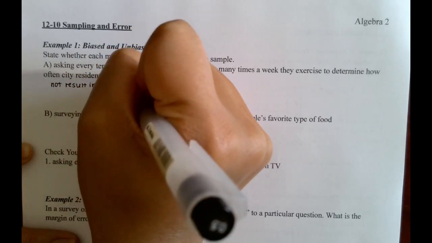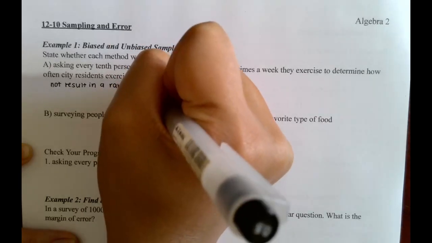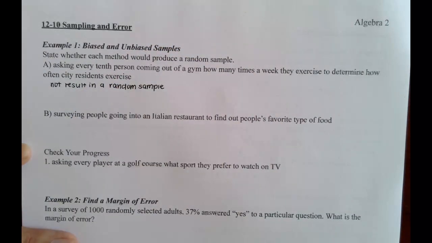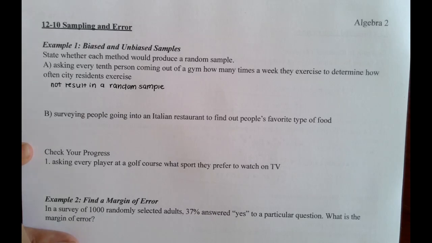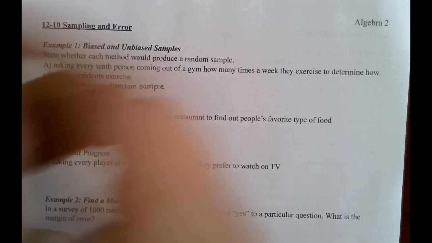Okay. The reason why is because if they're going to the gym, they're at least exercising once a week, right? How could you then know how many people don't exercise or don't even go to the gym, right? Because clearly if you're just asking people who come out of the gym, they're probably gym rats or they love working out and things like that. And so that's probably not representative of the city as a whole, okay?